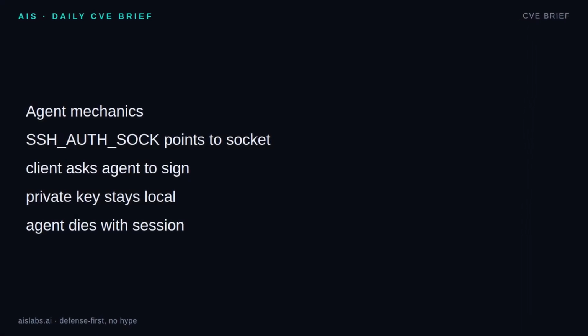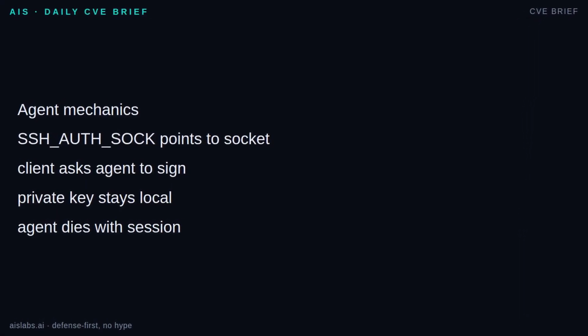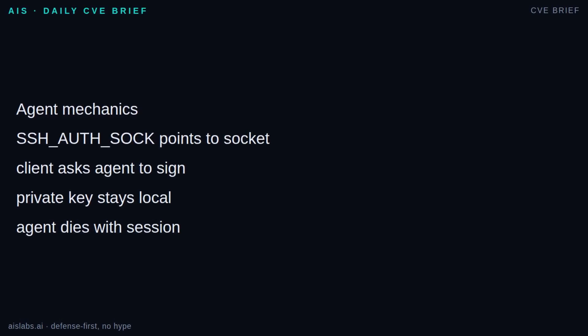Mechanically, the agent listens on a Unix domain socket. Your shell learns the socket path through the SSH_AUTH_SOCK environment variable. When you run ssh, git over SSH, scp, or sftp, the client checks that variable, connects to the socket, and asks the agent to sign an authentication challenge. The private key itself is not sent to the server. The server verifies the signature using the public key already in authorized_keys.